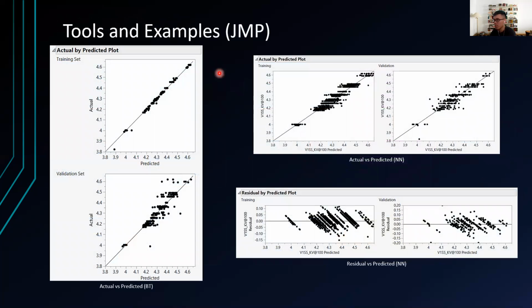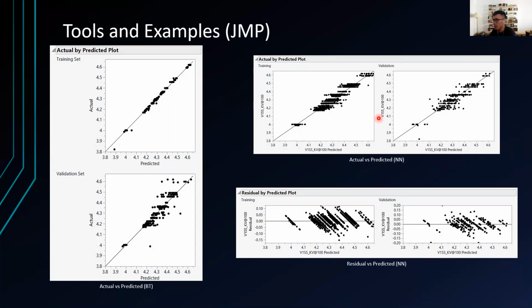So here are some examples of diagnostic plots generated in JMP. On the left-hand side, we have the actual by predicted plot of both the training and the test set generated by the boosting algorithm. Here it seems that the training set performs way better than the validation set, as seen by the scatteredness of the data points along the fit line. This is an indication of the model overfitting, and it requires a more optimal tuning of the hyperparameters.